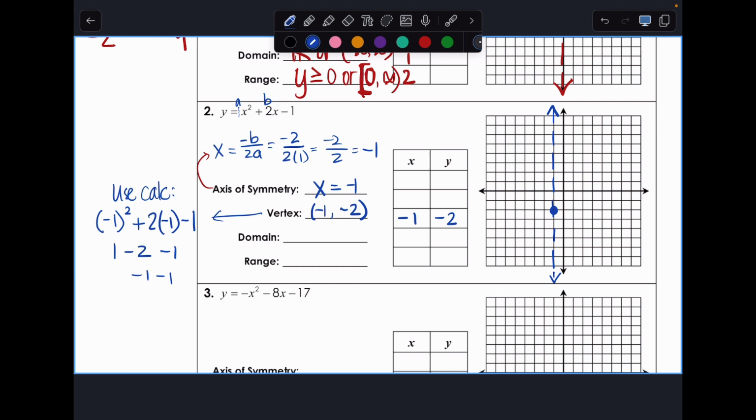So what's two numbers before -1? -2, -3, yeah? And then 2 after would be 0 and 1. Any questions so far?